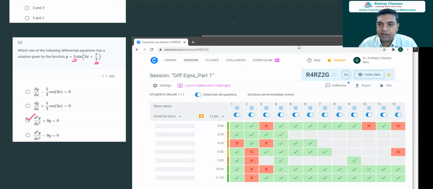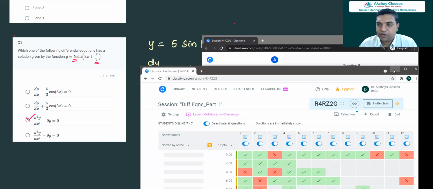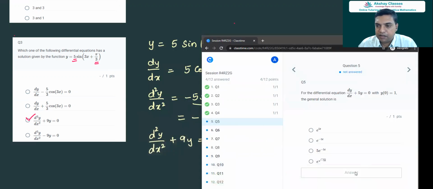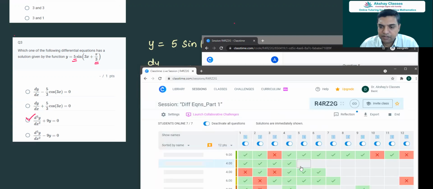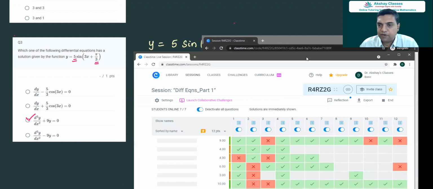Okay. Now let's look at the next question. All right, this is a particular solution. Let's see. Most students did right. Some students, one of you have not attempted.